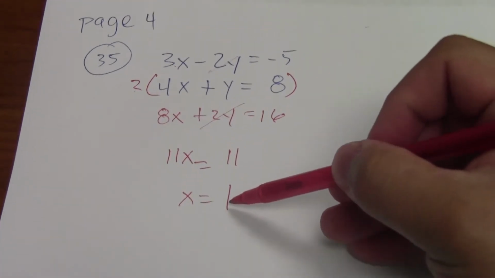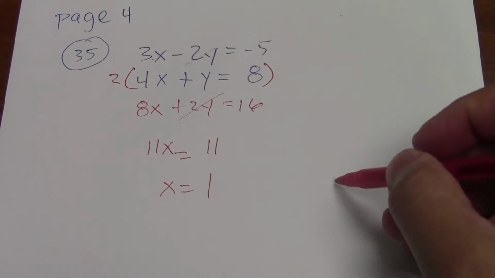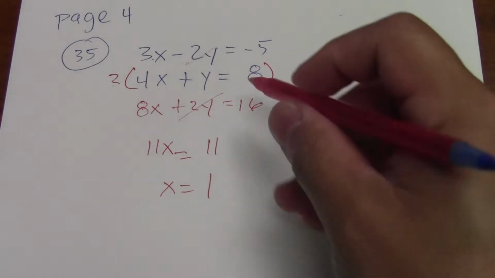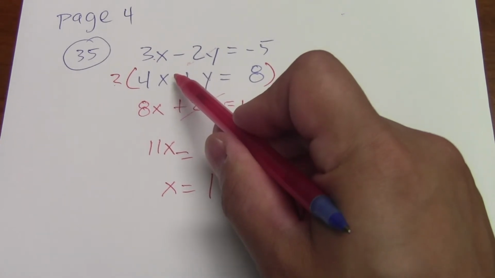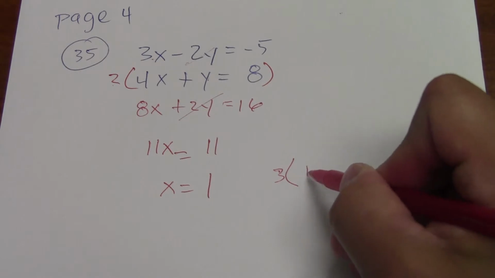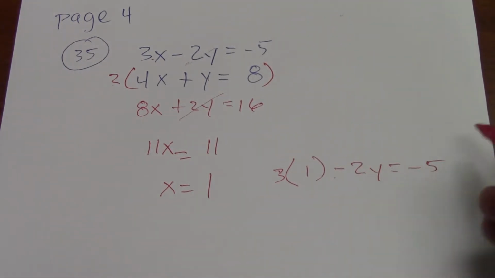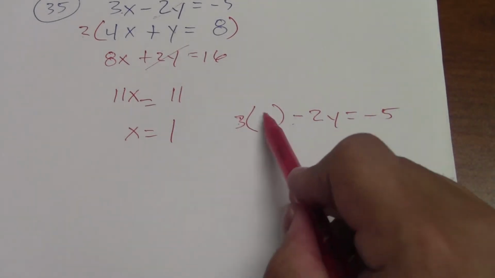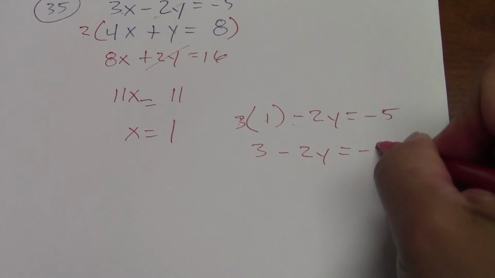Now that I know x, I just plug it back into one of these. Let's use this one because it's a y by itself, or x. Never mind, I'll use this top one. 3 times 1 minus 2y equals minus 5. 3 times 1 is 3. Minus 2y equals minus 5.